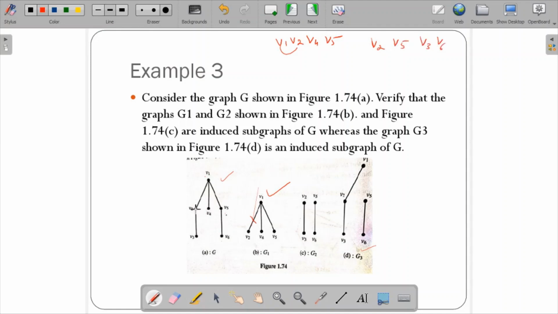So just see v2, the edge is going to v3 and v1, but the v1 vertex is not there, so v2 to v3 it is there. Then v3 has only a connection with v2. Yes, done. Next you have v5 to v1 and v5 to v6. So here we don't have v1, we have v5 to v6. So this graph is also an induced subgraph.